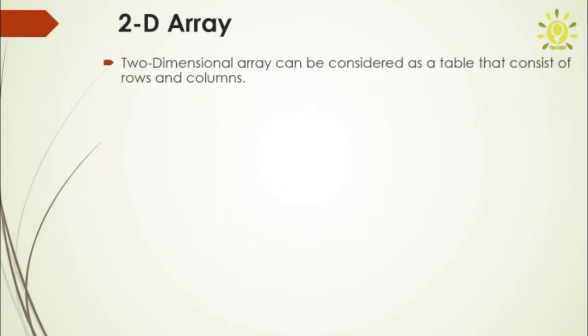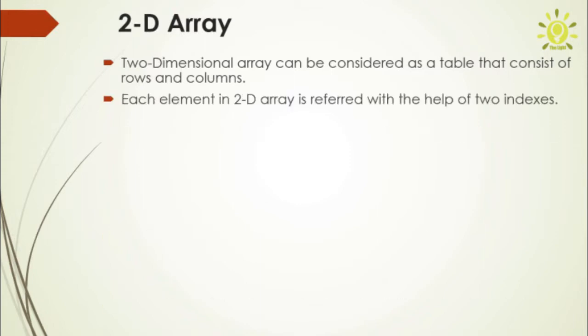In today's lecture, we'll discuss two-dimensional arrays. As its name shows, 2D means there must be an x-axis and a y-axis. A two-dimensional array can be considered as a table that consists of rows and columns. On the x-axis there are rows and the y-axis shows columns, so it looks like a table.